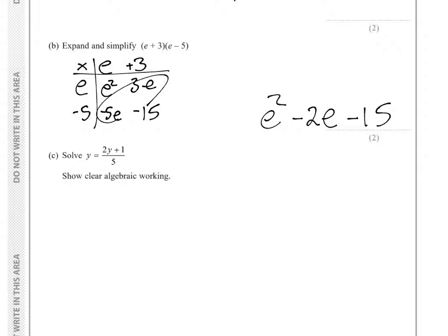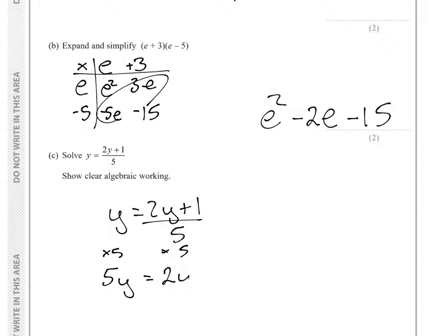Solve this, so y equals 2y plus 1 over 5. So the first thing we're going to do is try and get rid of the fraction. So we're going to multiply both sides by 5. So we get 5y equals, if we multiply this side by 5, we just lose the bottom, 2y plus 1.